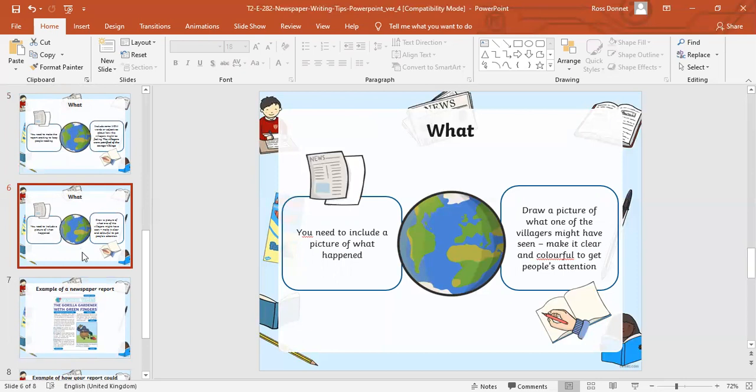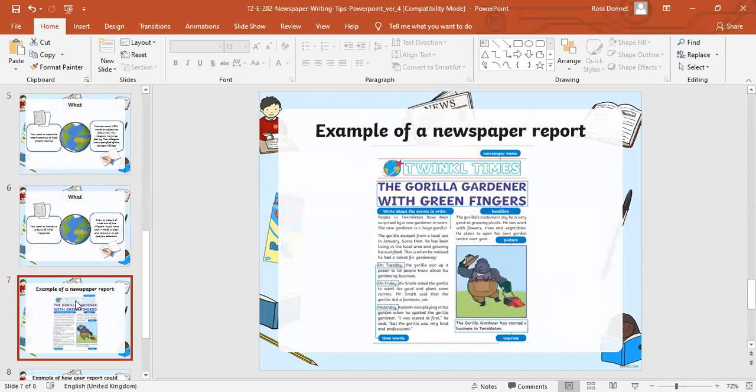Now, here I've got a little example of what a typical newspaper report could look like, just showing you all the things that we've just been talking about. So at the top here, they've actually written the name of their newspaper as well, and you can include that if you want. Underneath that, they've then written their headline. So the Guerrilla Gardener with green fingers.